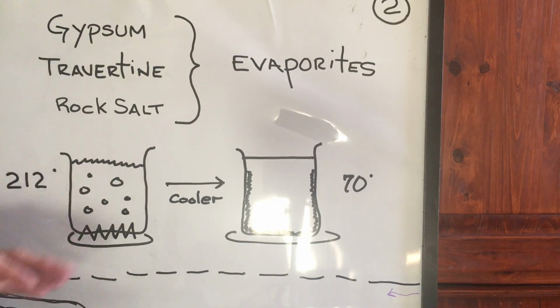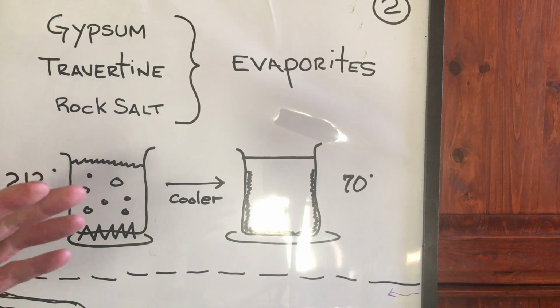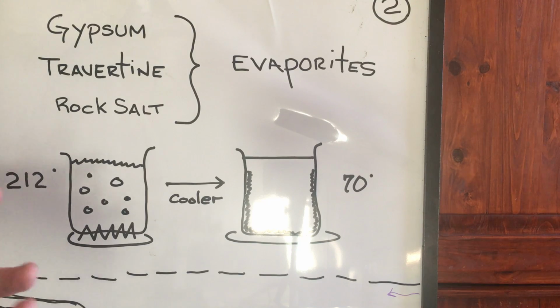Gypsum and rock salt are pretty easy. Travertine is a very difficult one. If you look up travertine on your computer, if you Google it, you will see that it comes in lots of different appearances. One of them actually has bands in it, just like a clastic sedimentary rock. But just don't be fooled.